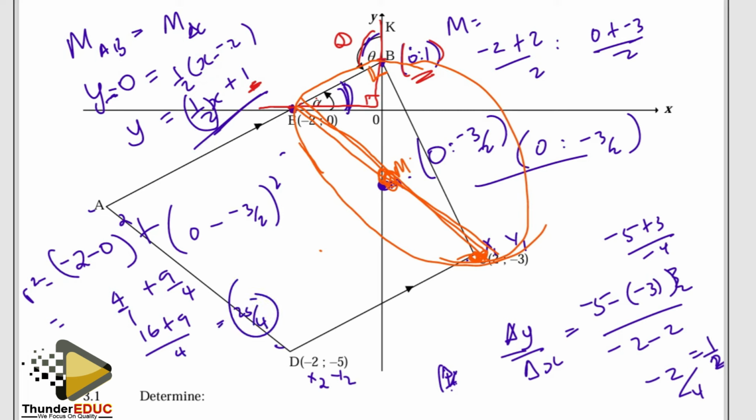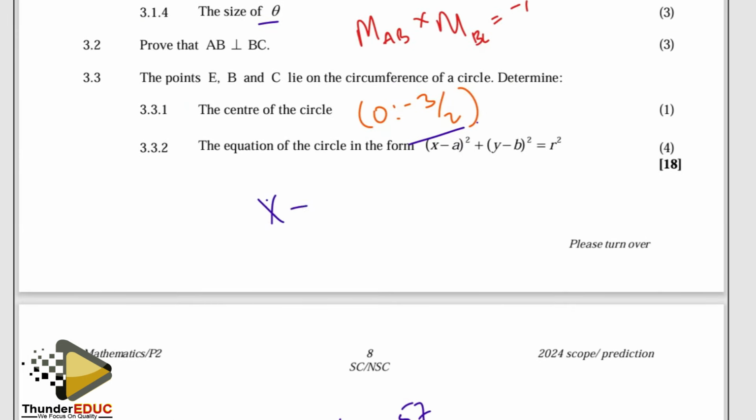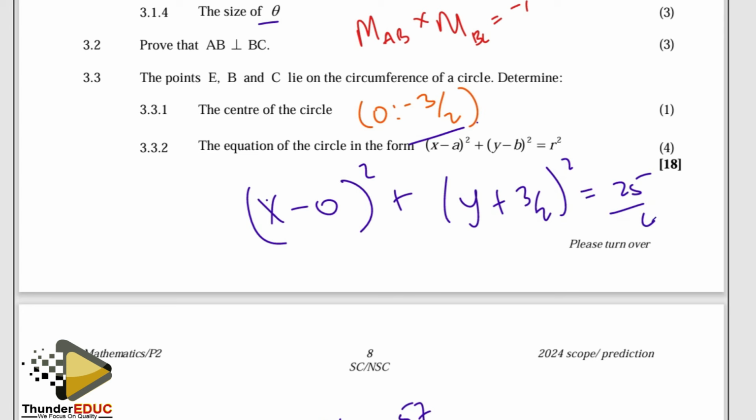That's my r squared. Then I'll just go back and say x minus 0 squared plus y plus 3 over 2 squared must give us 25 over 4. So it's x squared plus y plus 3 over 2 squared equals 25 over 4. Something like that.